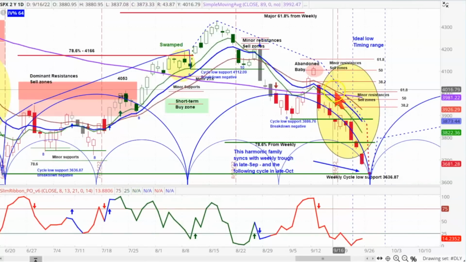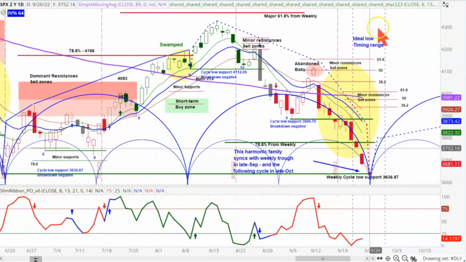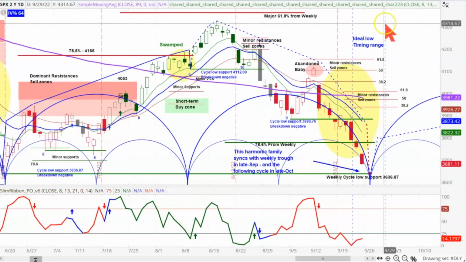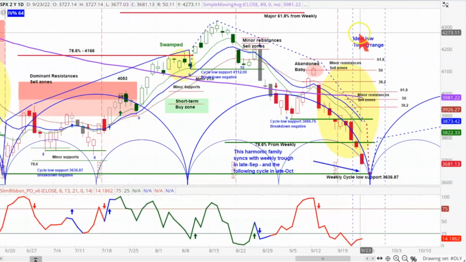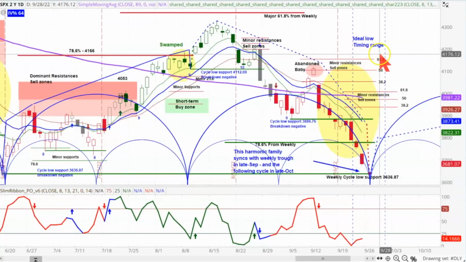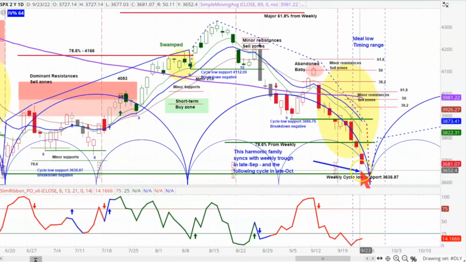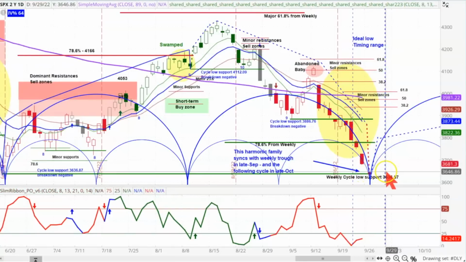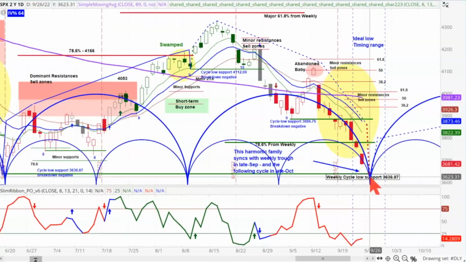Well, we're coming into the final stages in here. Now you can see these 2 blue verticals right here. This is the ideal low timing range. Generally, it's 3-4 days on either side of this nested bottom right over here. So that would say maybe another couple of days in here.